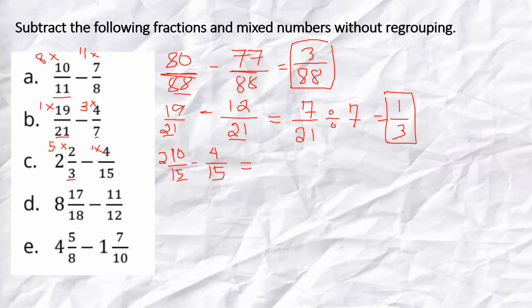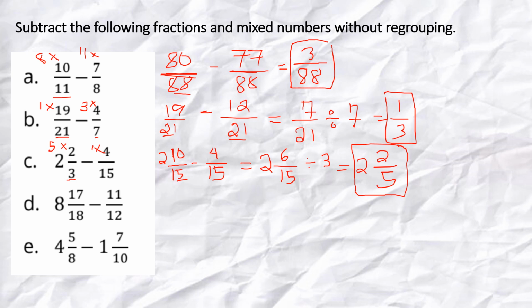Since we do not have a whole number on the other fraction, we just have to copy the number 2. Next, 10 minus 4 is 6. Copy the denominator, which is 15. We can still simplify 6 over 15 by dividing these numbers by 3. So 6 divided by 3 is 2. 15 divided by 3 is 5. Do not forget to add your whole number. So the final answer here is 2 whole and 2 over 5.